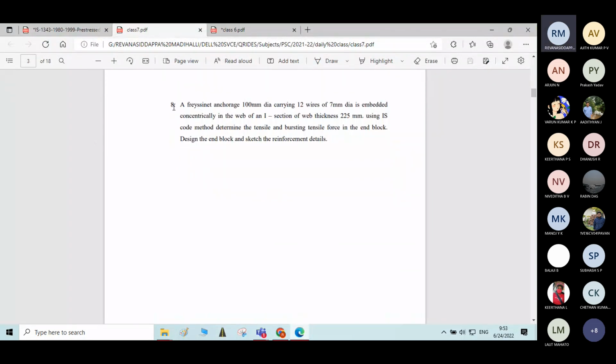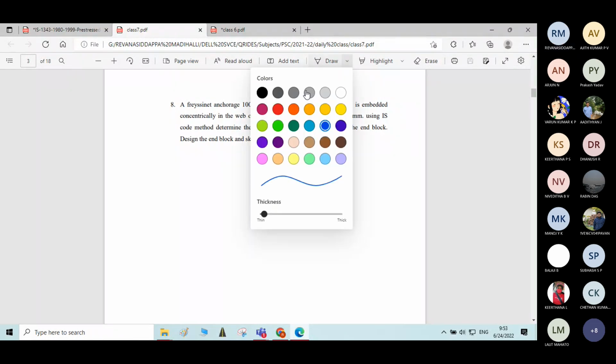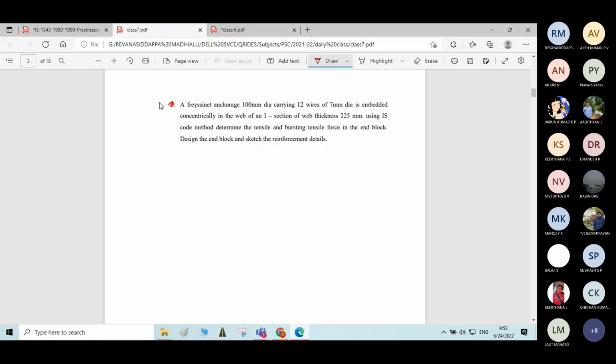This number has to be changed. So it's problem number one, this one. The problems are very simple and easy. You can do it. It is a very simple procedure that you need to follow. Just go through this problem.